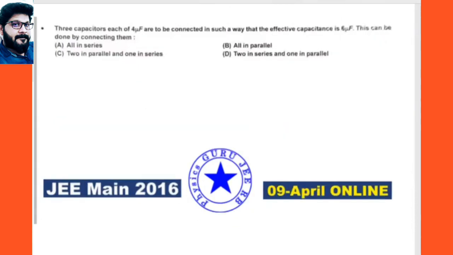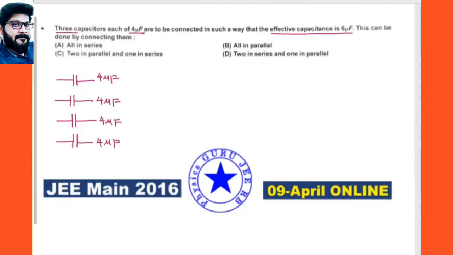So try to understand the problem here, which is given in JEE Mains 2016, 9th April online. So according to this question, 3 capacitors are there with us. 3 capacitors, each of 4 microfarads. Let me take 3 capacitors. First one, the second one, 2, 3, and 4 are there with me. So each of it is how much? Each of it 4 microfarads, right? Each of these 4 microfarads are connected in such a way that the effective capacitance we should get is 6 microfarads.